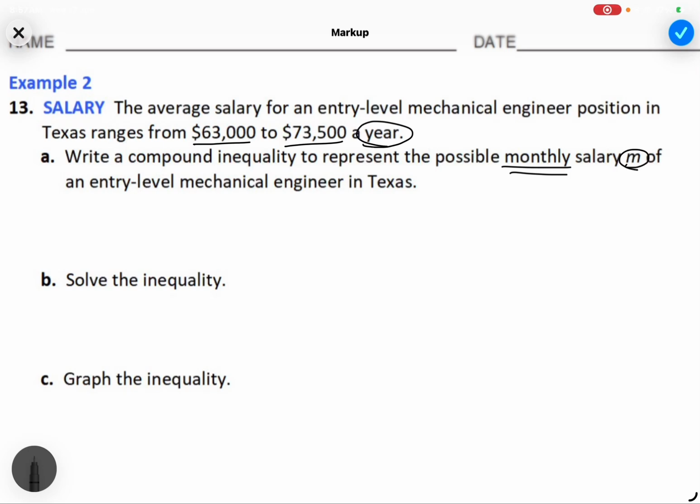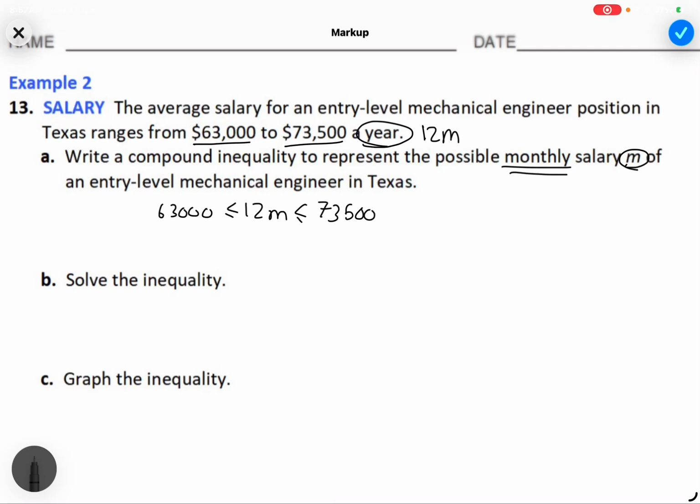M would be the monthly salary. 12M is 1 year, okay? Because a year is 12 months. Ranges from just means 12M is between. If you know what it looks like, it just means like this. 63,000 is less than or equal to 12M, which is less than or equal to 73,500. And this is our compound inequality.